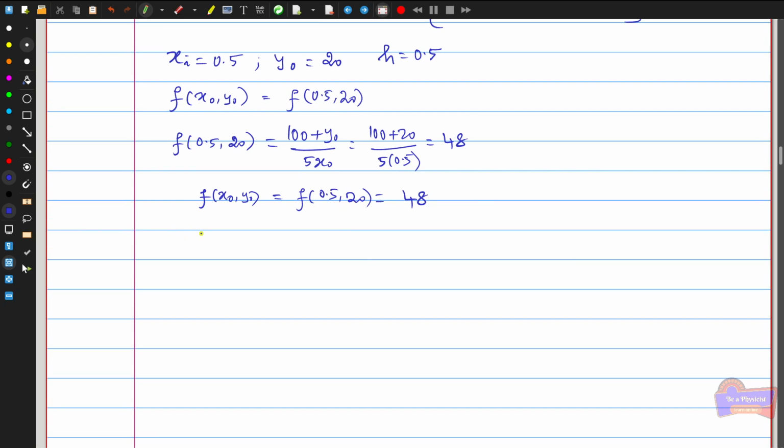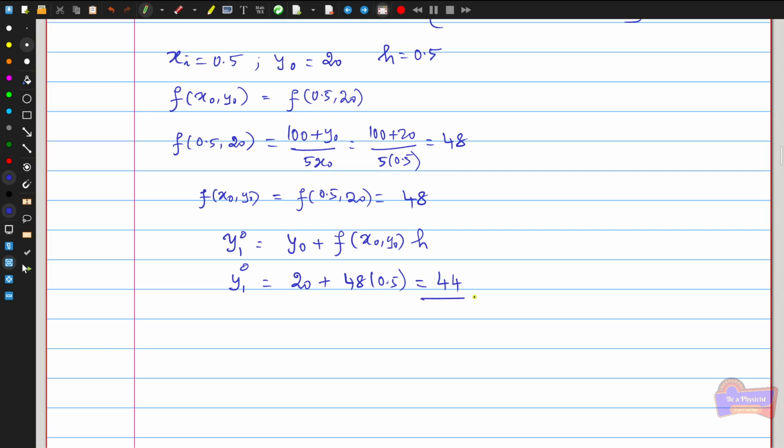Now I know the slope I have calculated. Using this slope, with the predictor formula, I can take the first step as y1 of 0, which is equal to y0 plus f of x0 comma y0 into h. Substituting the slope with the initial values, y1 of 0 is equal to 20 plus 48 times 0.5, which gives the value of 44. That is my solution calculated using the predictor, that means the Euler's equation.